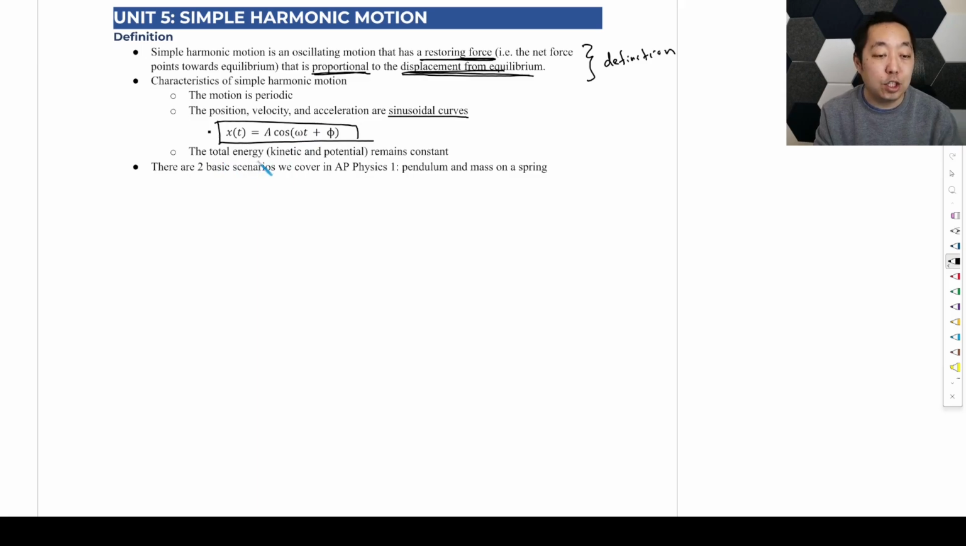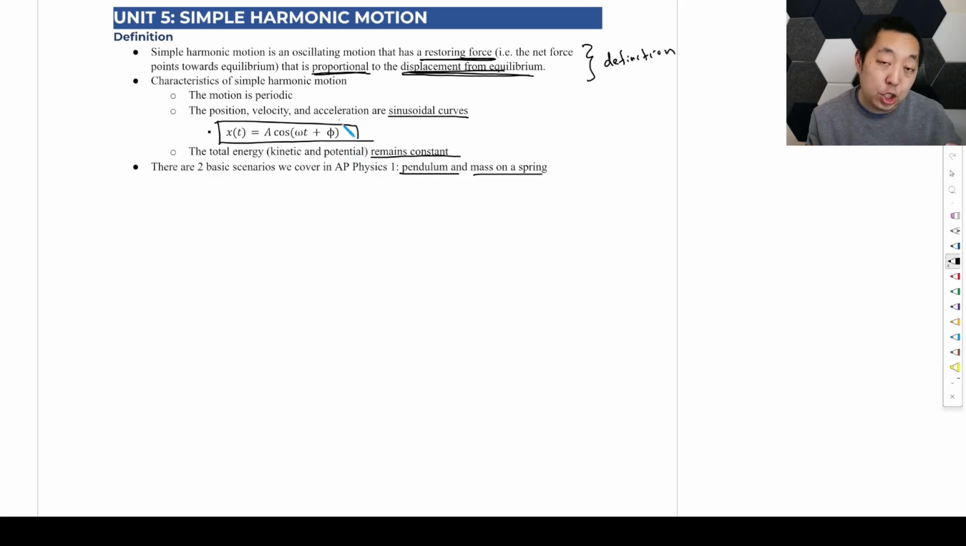The total energy, assuming you include the correct objects in the system, remains constant throughout, so energy is conserved. Again, whether we use the pendulum or the mass on a spring or things like that, the total energy is overall going to be the same. And we cover two types, the pendulum and mass on spring.